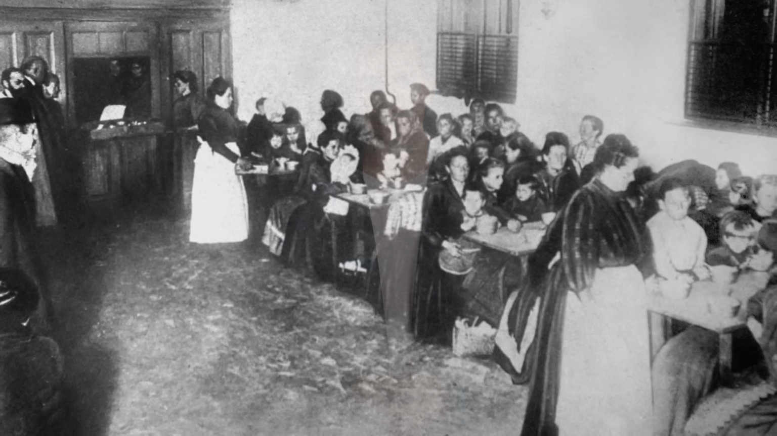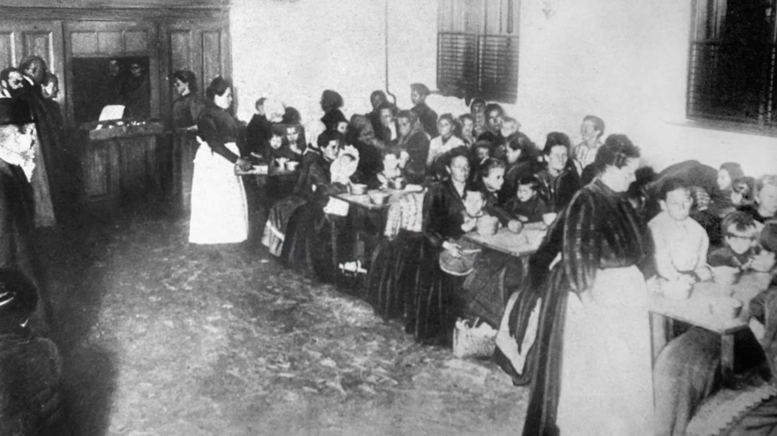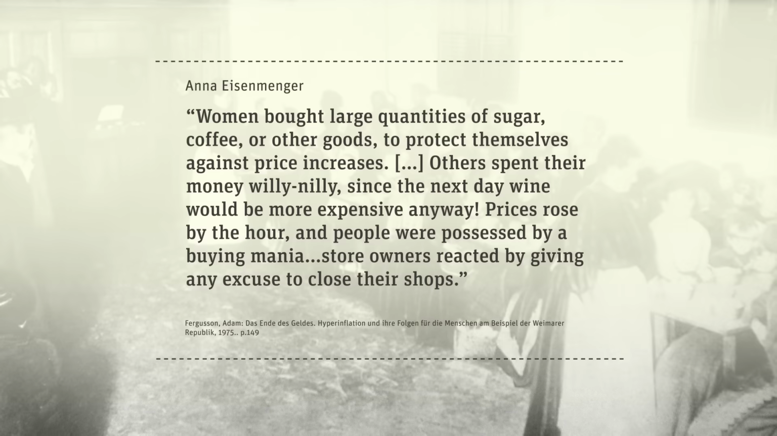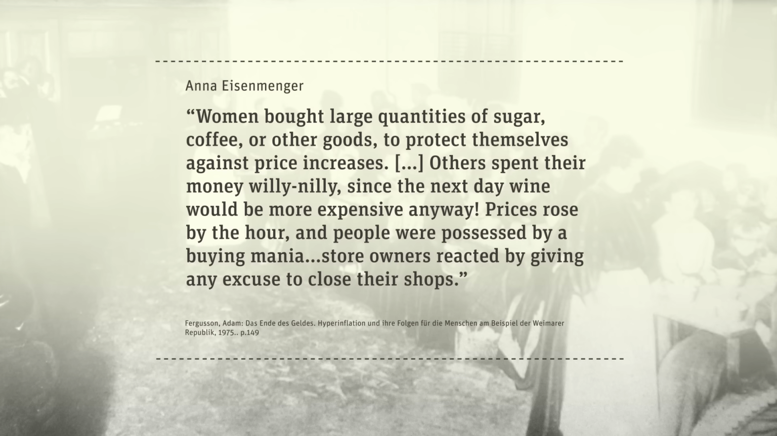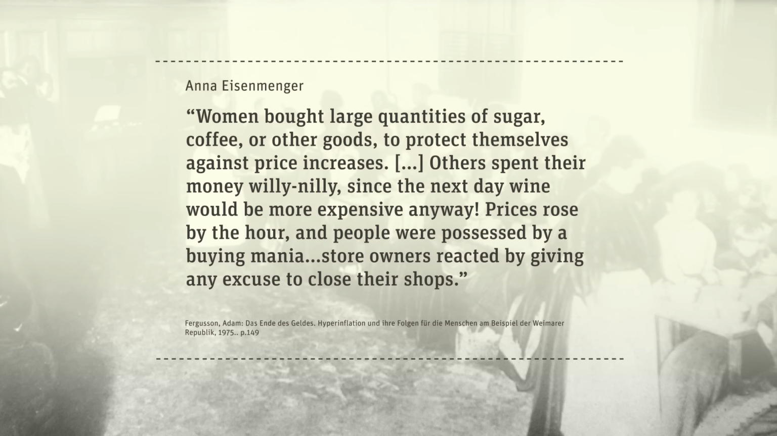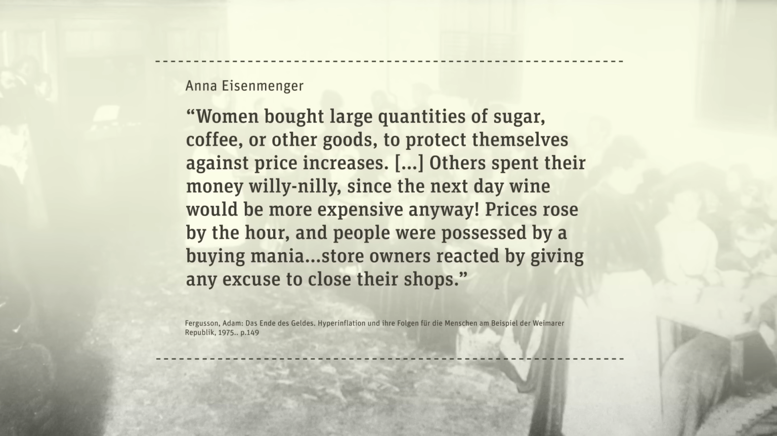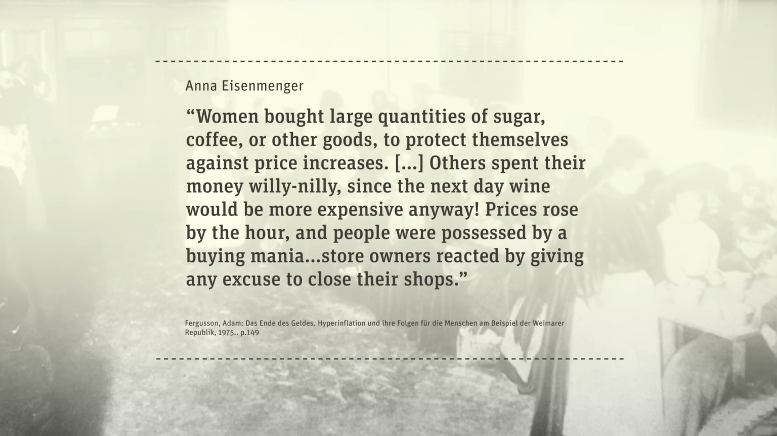It's worth mentioning as well that the Republic of Austria was experiencing an even worse case of inflation than Germany in 1921. Austria-Hungary had adopted a similar policy of money printing during the war, and the dismemberment of the empire left the new Austrian Republic an economic wreck. Austrian Anna Eisenmenger described the situation in her diary. "Women bought large quantities of sugar, coffee, or other goods to protect themselves against price increases. Others spent their money willy-nilly, since the next day wine would be more expensive anyway."